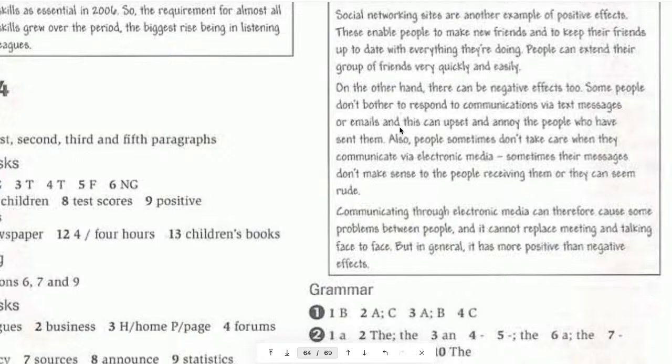Also, people sometimes don't take care when they communicate via electronic media. Sometimes their messages don't make sense to the people receiving them, or they can seem rude. Yes, this one is very important. Sometimes when we send something, maybe we mean it one way, but the person who reads it may think another way.